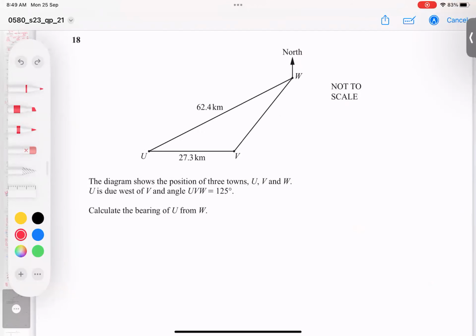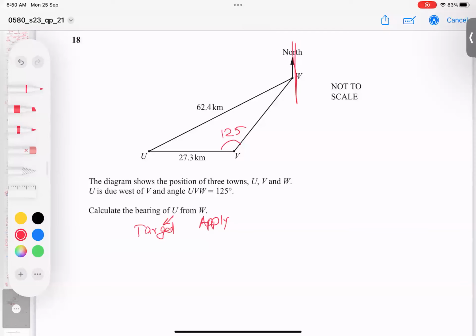Bearing of U from W. And what is W? This angle, what is the middle letter? V. UVW. This angle is here. So this angle is 125. Very clever, here a question is cleverly given: bearing of U from W. So from W means apply the rules at W, and the target is U.